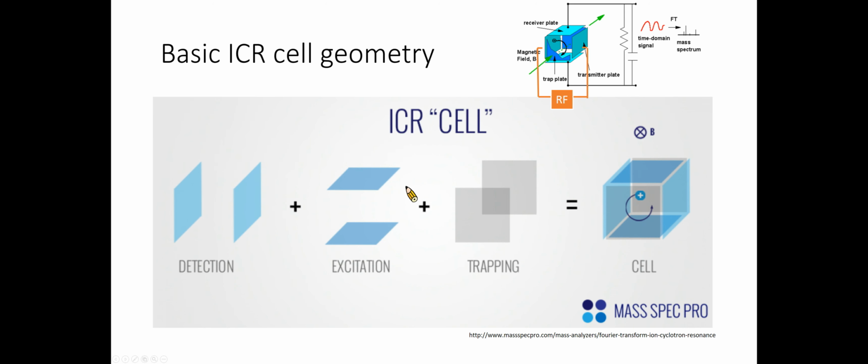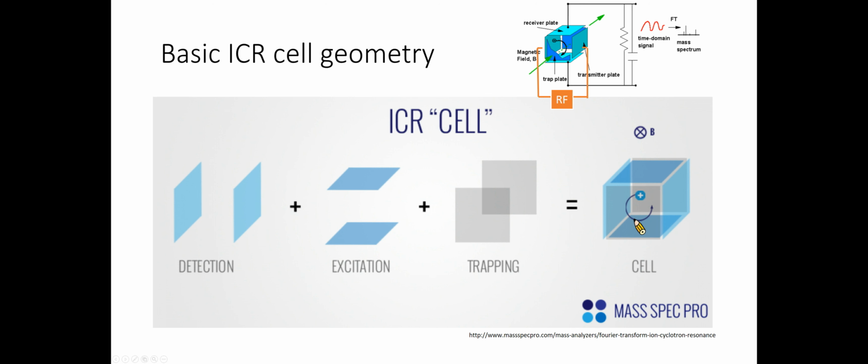Ions are detected and analyzed within a single cell inside a superconducting magnet. The ICR cell is located in the center of the magnetic field and traps gas phase ions in the center using electric and magnetic fields. In order to manipulate and detect ions via FT-ICR, ions are confined within a cell.